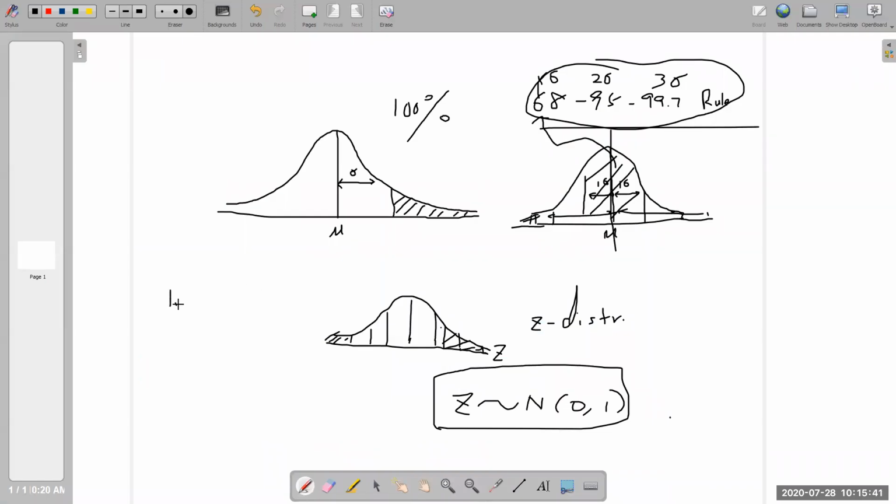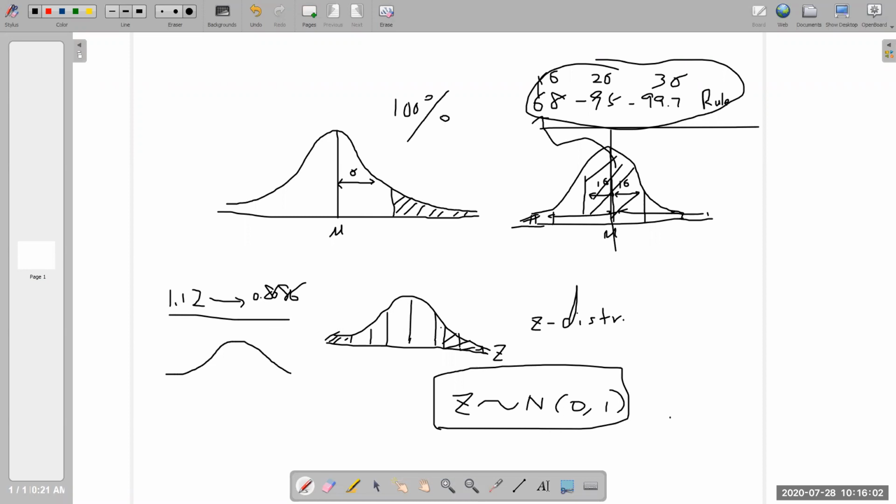So 1.12 will match with 0.8686. Okay. Then what does it mean? We need to understand what it means. There's a relationship between them, right? But what is that relationship?